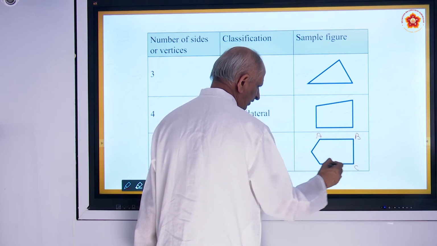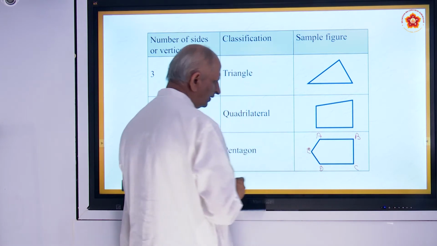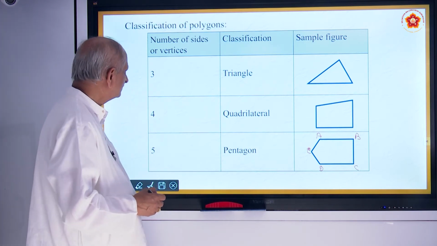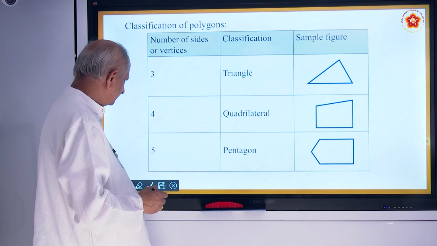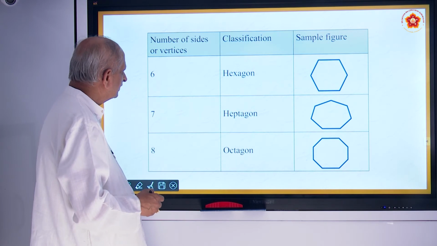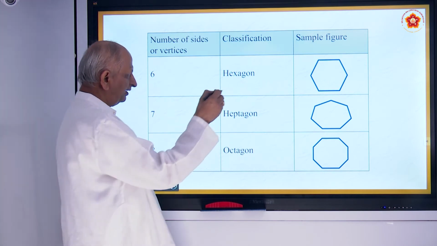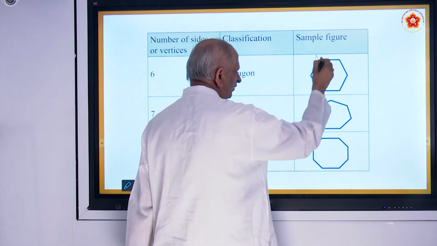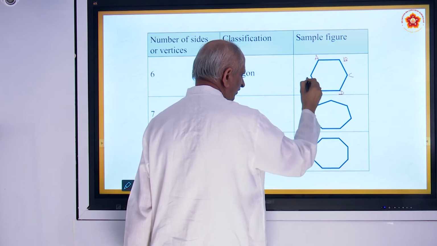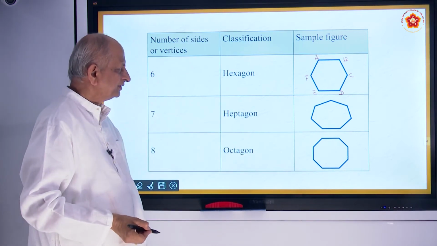We will call it A, B, C, D, E. They are called vertices. Suppose there are 6 sides. What do you call it? If there are 6 sides, we call it a hexagon. Hexagon is a plane figure having 6 sides. And if you want to name it, you can call it A, B, C, D, E, F. There are 6 sides, 6 vertices, 6 angles.